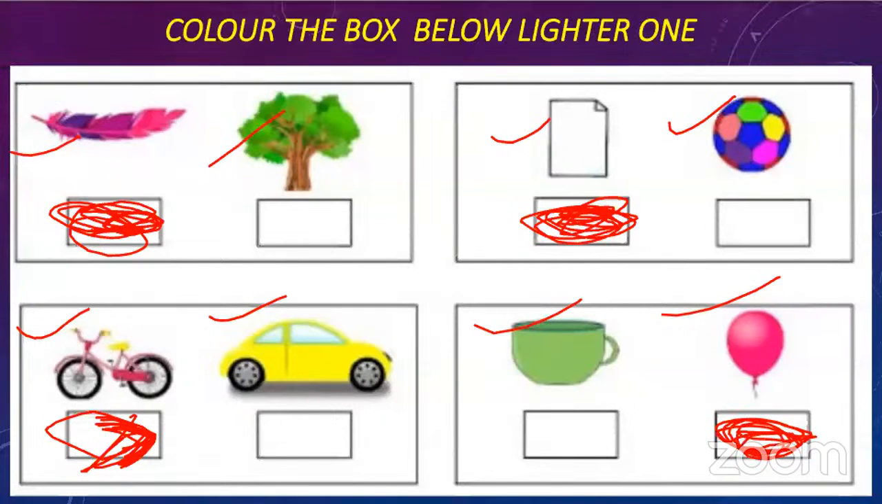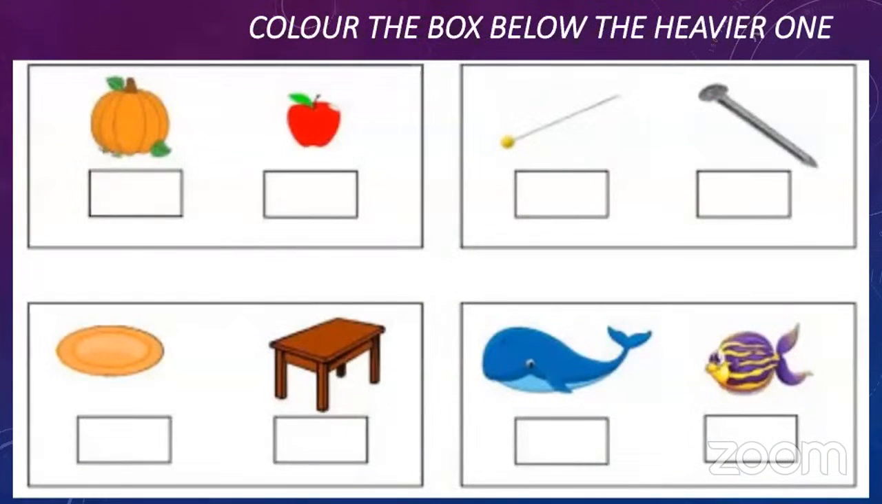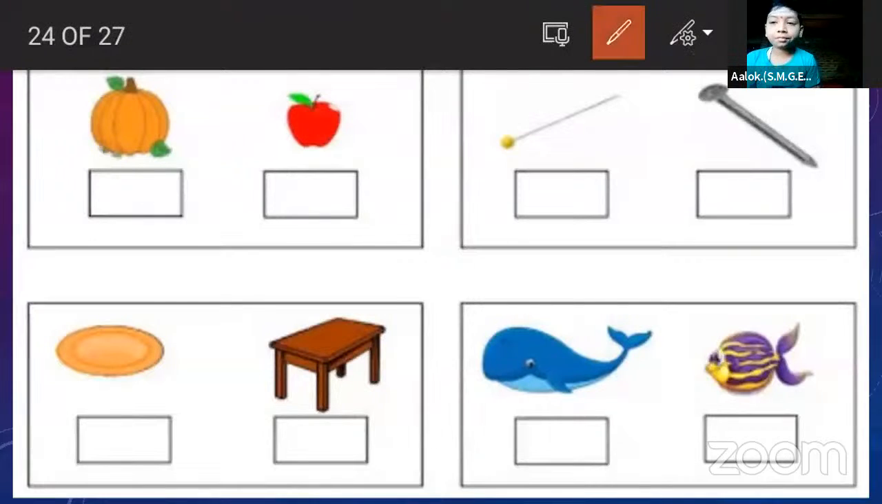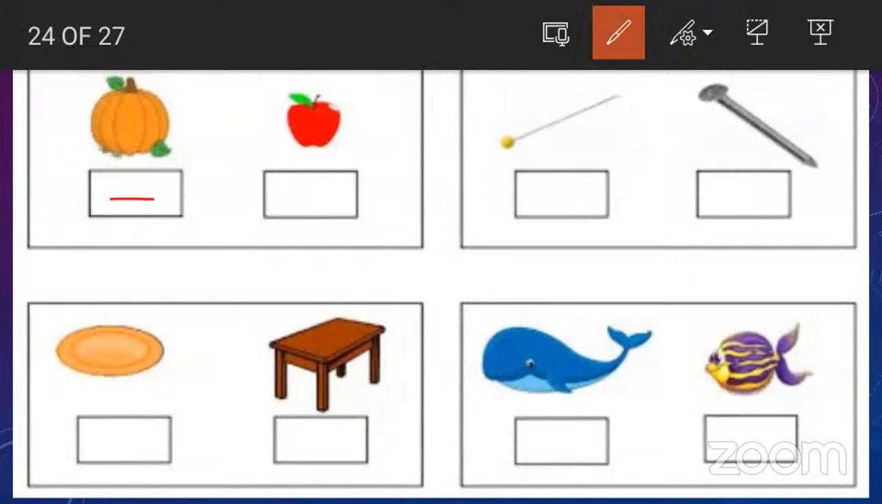Now look here. What do you see? Color the box below the heavier one. Here you can see pumpkin and apple. Which one is heavier? Can you tell me? Pumpkin or apple? Pumpkin. Yes. So we will color the big box below the pumpkin because pumpkin is heavier.